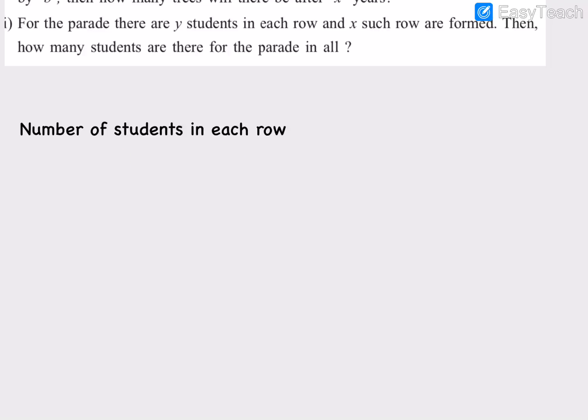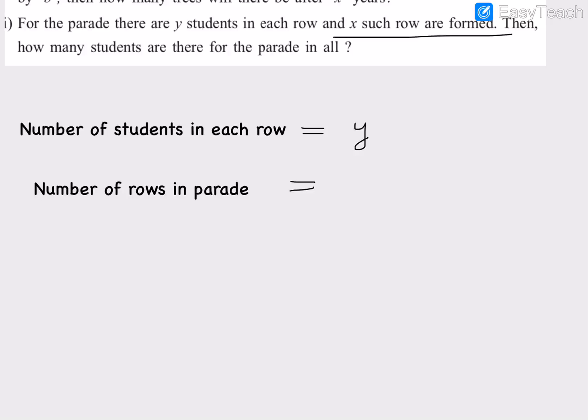So the first step is the number of students in each row, given as y. So the number of students in each row is equal to y. Next it is given that x such rows are formed. The next step will be the number of rows in the parade. So the number of rows in the parade is equal to x, and the number of students in each row is equal to y. So you can see it is given y and x.